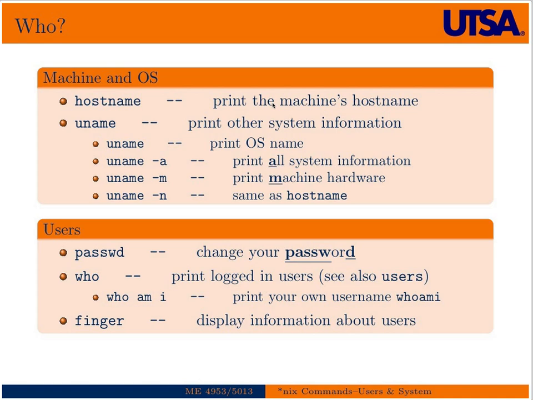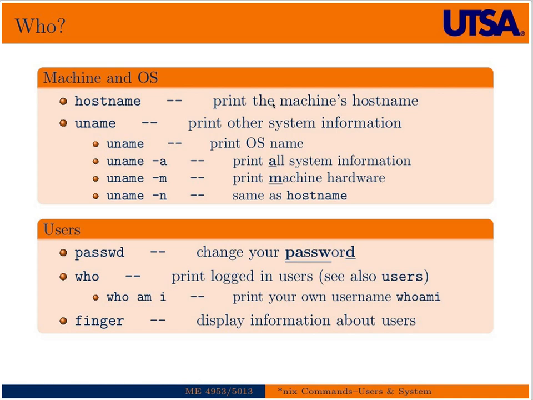So let's start with the who and give some examples of these types of commands. One command that may be of interest to us is hostname, which prints the machine's hostname. Another one which can provide some similar information is called uname. It provides other system information, including the hostname, but also machine hardware and other system information.